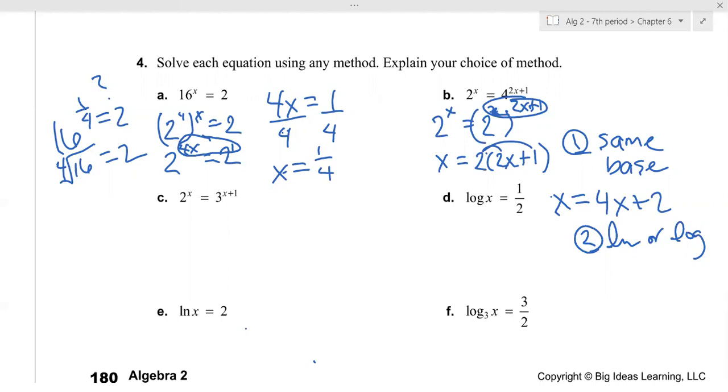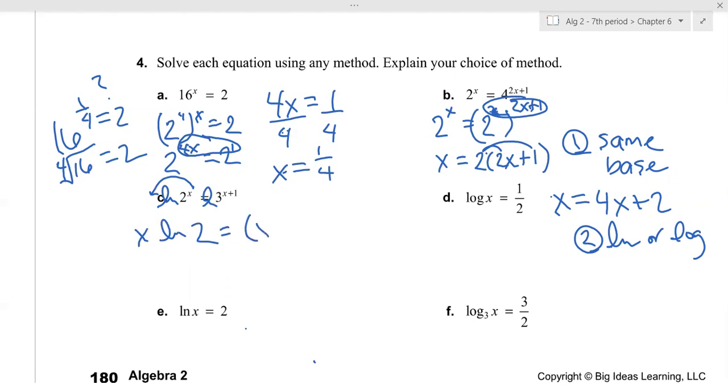I prefer the natural log, excuse me, but it doesn't matter which one you use. So I'm just going to throw an ln in front of the 2 and an ln in front of the 3. Now my power rule applies. So the x that's the exponent can now come in front.